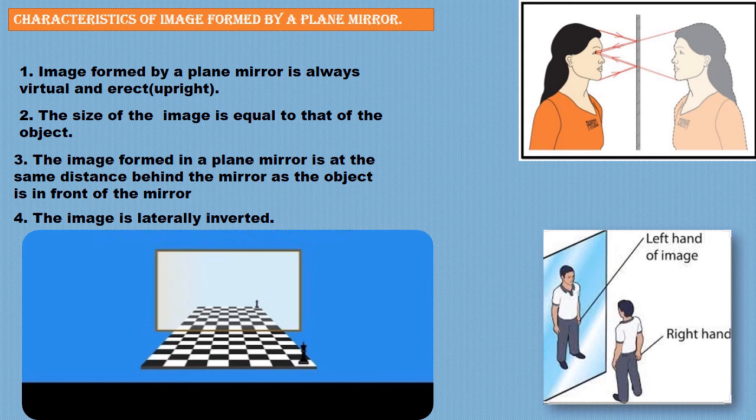A plane mirror shows lateral inversion, or the image is laterally inverted. What is the meaning of lateral inversion? You can see the figure here. You can see the person who is standing in front of a plane mirror. The right hand of the person or of the object appears as the left hand of the image. So the property where the left side of the object appears as the right side of the image and the right side of the object appears as the left side of the image is known as lateral inversion. So plane mirrors show the lateral inversion property. These are the main characteristics of the image formed by a plane mirror. Hope you understood it.